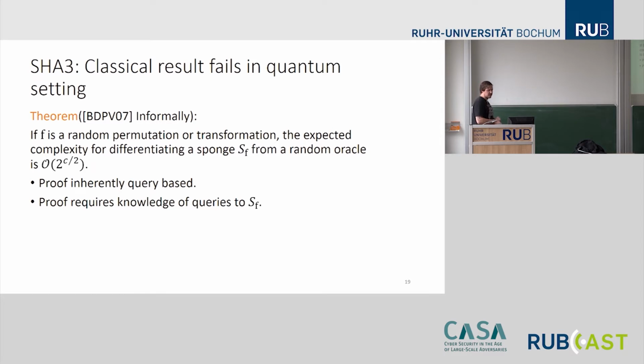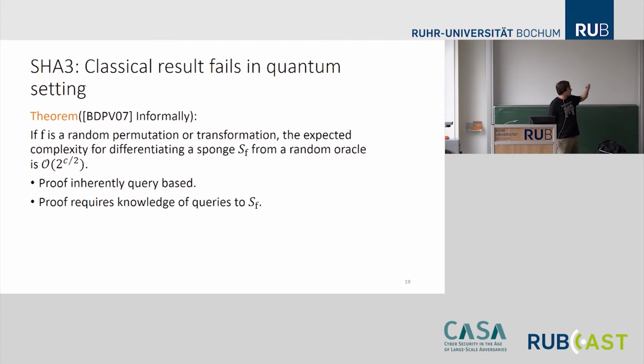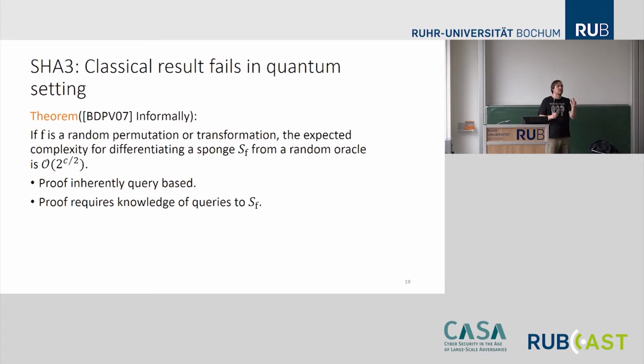Now this proof is inherently query-based. The problem is that the proof really requires knowledge of the queries to the internal function. What you do is you say, if a query leads to an internal collision, which means a collision in this capacity part, then that's a bad event, and that's the point where the proof goes wrong. And then you argue why it takes at least 2 to the c over 2 steps until such an internal collision could happen over the randomness of the random permutation.